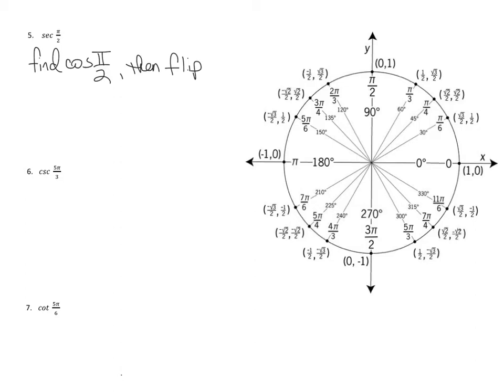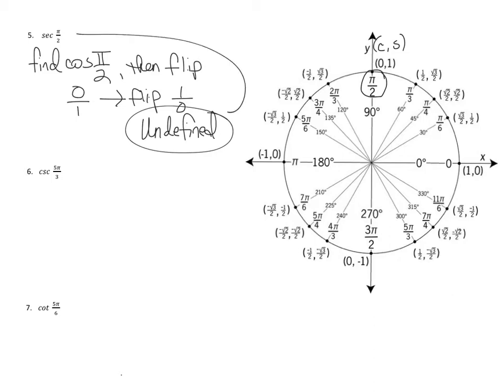Okay, so cosine of pi over 2. Come over here. Let's find pi over 2. All right, and the point is 0, 1. Remember, cosine comes first, sine comes second. So the cosine of pi over 2 is 0. All right, so we have cosine of pi over 2 is 0, 0 over 1. If we're going to flip it, that would give us 1 over 0. Okay, 1 over 0, the 0 is in the denominator, that is undefined. So my answer is undefined. All right, that's what the secant is.